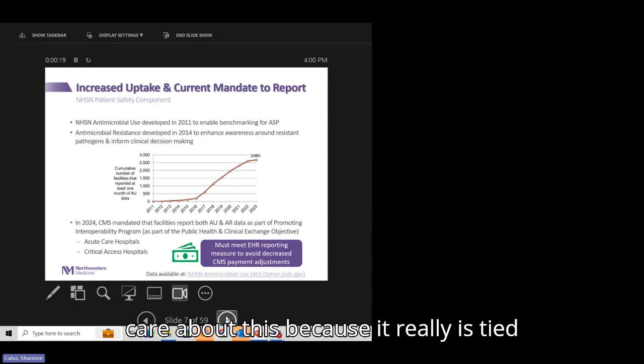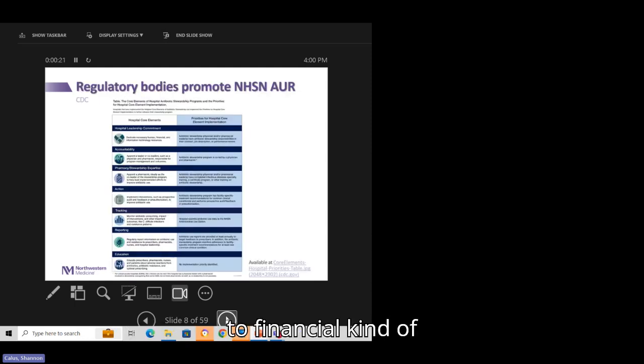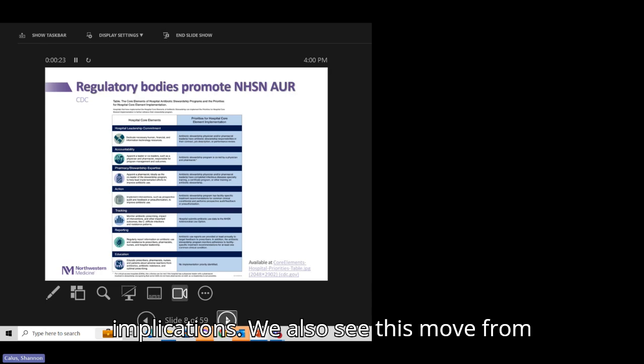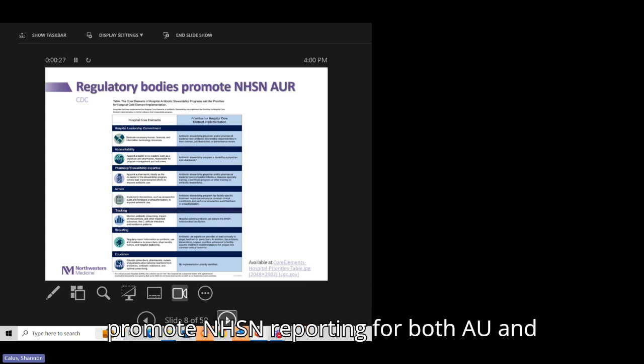And again, we care about this because it really is tied to financial implications. We also see this move from regulatory bodies to really emphasize and promote NHSN reporting for both AU and AR.